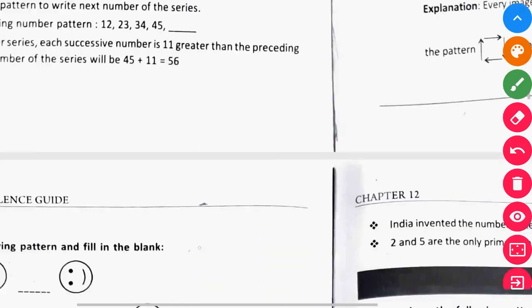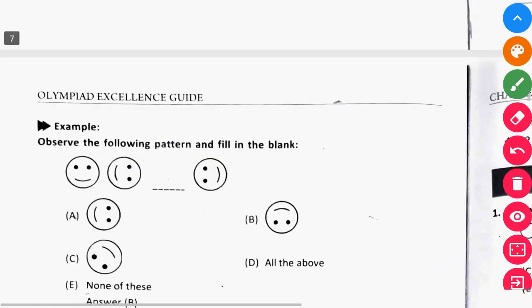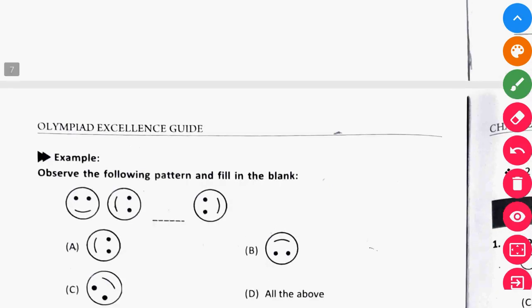Now this figure, again the smile is rotating, and it is rotating clockwise, so the next rotation is your answer. So this is the 6 o'clock position, then the 9 o'clock position, so at the 12 o'clock position it must be there. So answer B is the answer.